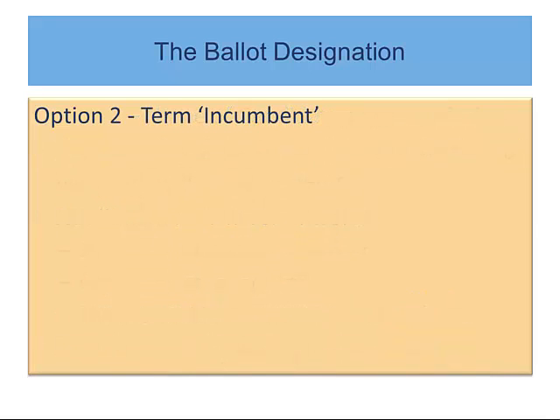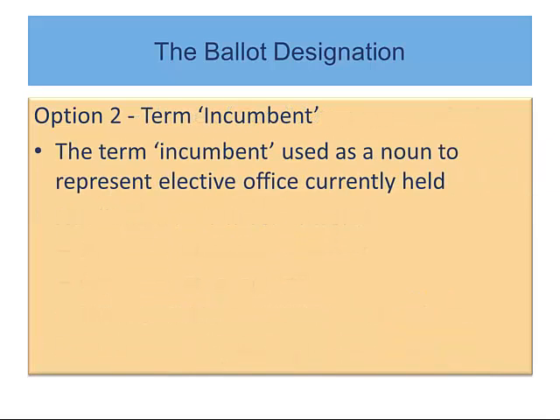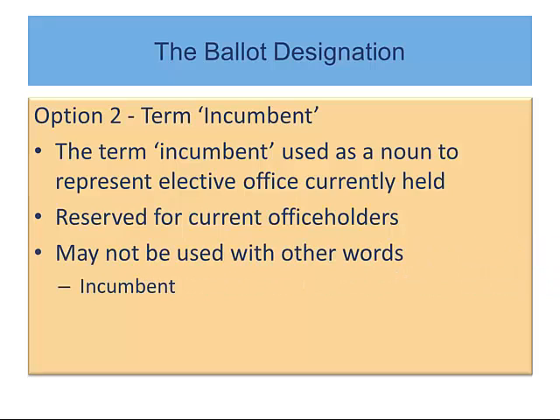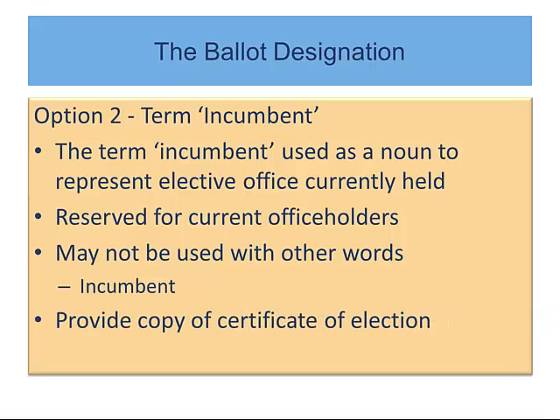Option number 2 is the term incumbent. The term incumbent is used as a noun to represent the elective office currently held. This is reserved for current Sacramento City Council members and not other elective offices. The term may not be used with other words and must stand alone, as shown. Again, a copy of the official certificate of election must be provided.